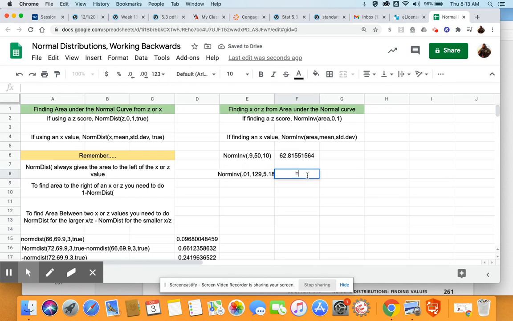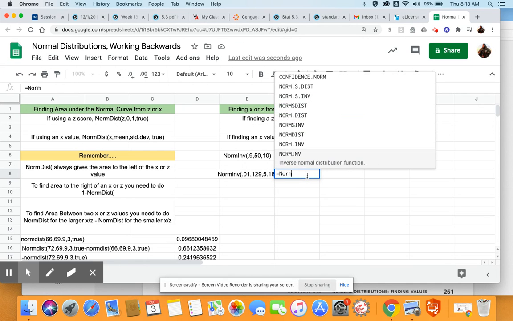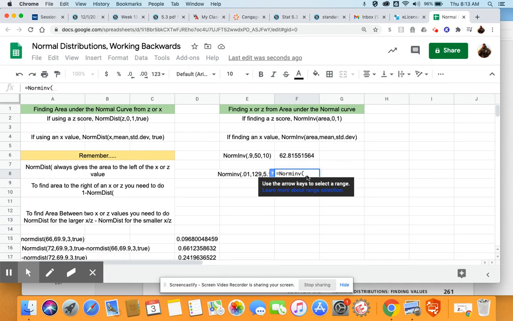And we'll go ahead and put it in, equals norm inv, 0.01, 129, 5.18. It's going to tell us 116.9 is going to put us in the bottom 1%.